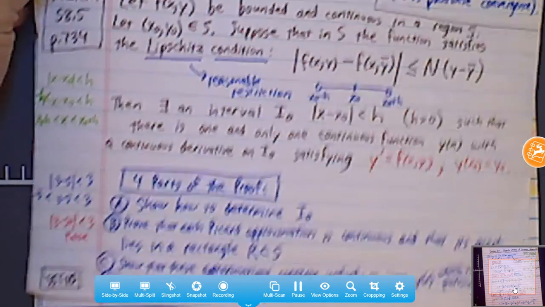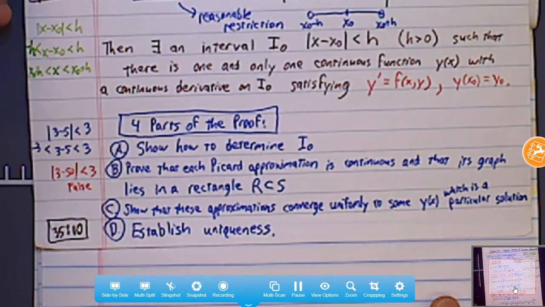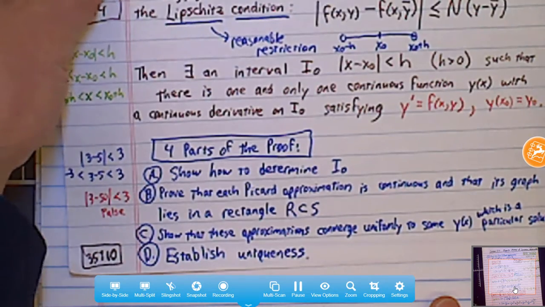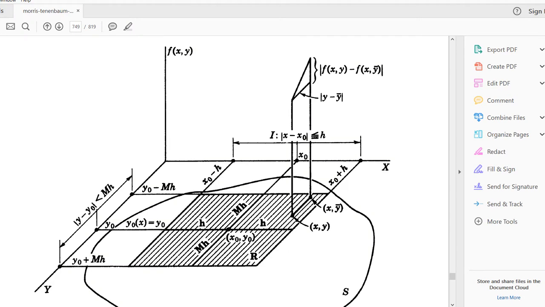So, we're going to do these 4 steps. Step A, show how to determine the interval. I guess I should say a little bit about Joe's question. He's like, what if we graphed it on Desmos? Because we did graphing on Desmos a lot, even in that problem we just did.